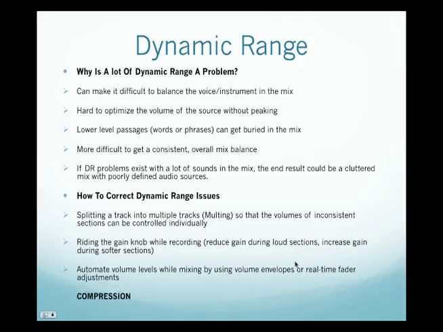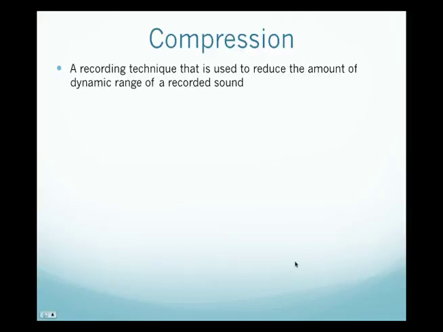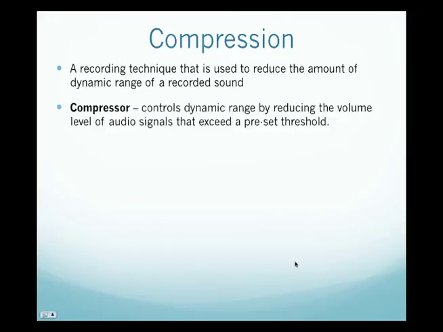And then finally, and what we're focused on today, one of the big ways to control dynamic range issues is through compression. Compression is a recording technique that's used to reduce the amount of dynamic range of a recorded sound. That's what compression is all about. The compressor is the tool that controls dynamic range by reducing the volume level of audio signals that exceed a preset threshold. So let's talk about that and look at the parameters of a compressor.